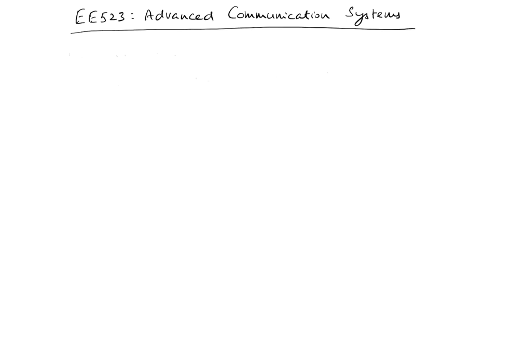But before we go into the next chapter, let me quickly recap what we did in the previous lecture. So if you recall, in the previous lecture, we talked about the Gaussian random process. And in the context of the Gaussian random process, we talked about the Wiener-Khinchin theorem.